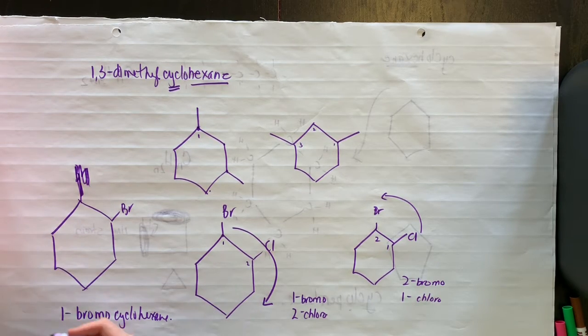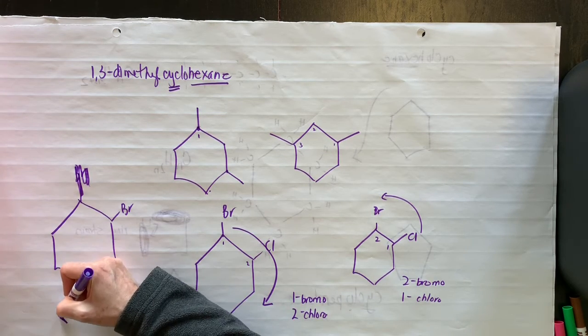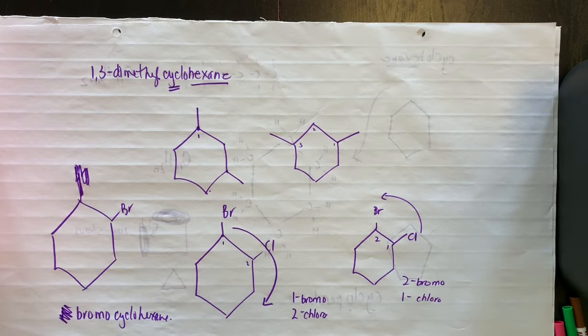So there is no such thing as 2-bromo or 3-bromo or 4 or 5 or 6 for that case. Technically, if there's only one substituent group on a cyclo, all you really have to call it is bromocyclohexane, because there's only one way that it can be bromocyclohexane. Therefore, if I give you a name like this, it's implying that the bromo is in the 1 position. All right, so far so good.